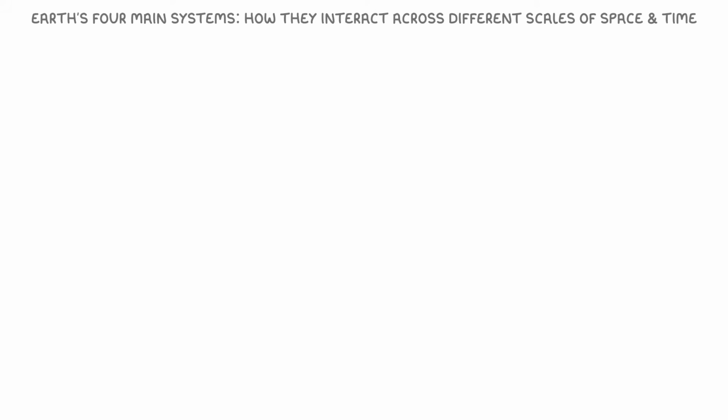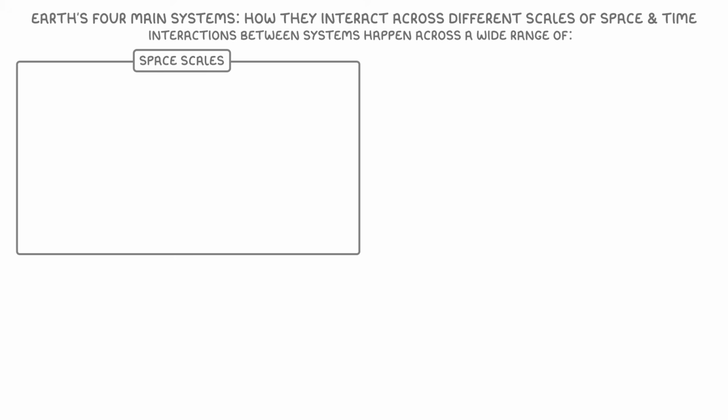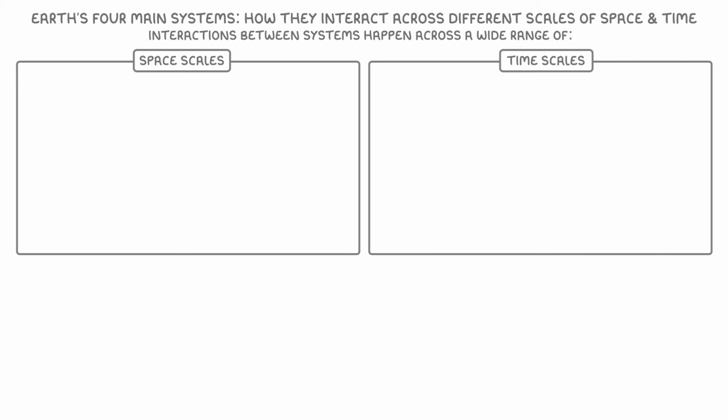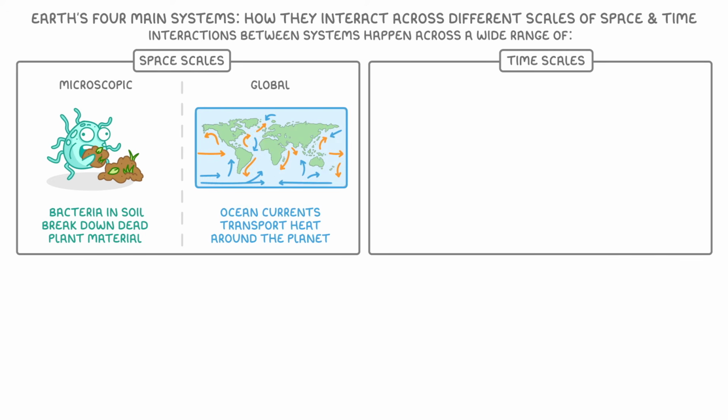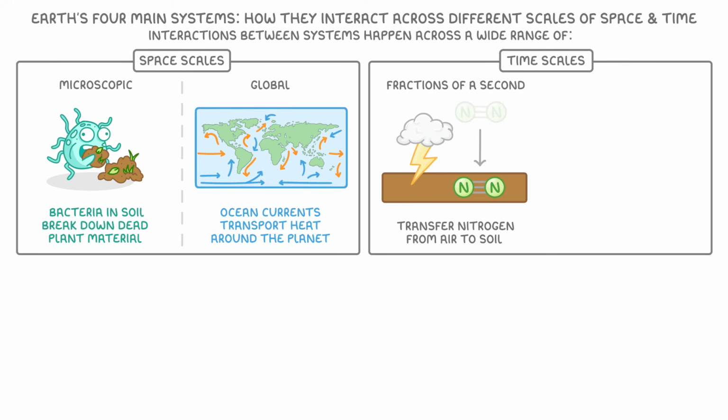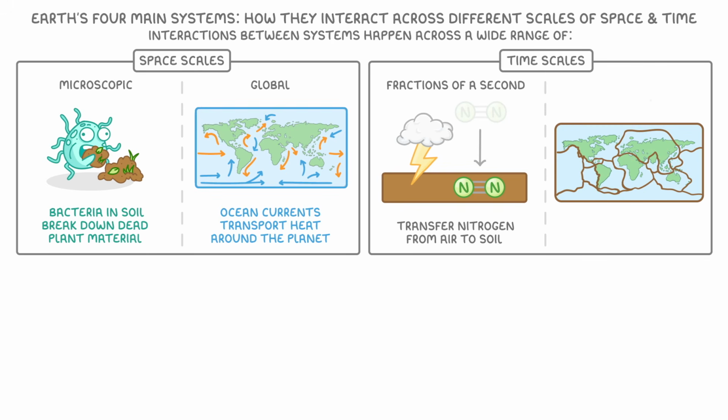It's important to understand, though, that these interactions between the systems happen across a wide range of both space scales and also time scales. As an example of different space scales, at the microscopic scale, bacteria in the soil break down dead plant material. But then at the global scale, ocean currents transport heat around the entire planet. In terms of different time scales, lightning strikes take fractions of a second and transfer nitrogen from the air into the soil, while tectonic plates take billions of years to move, but in doing so reshape the Earth's surface.